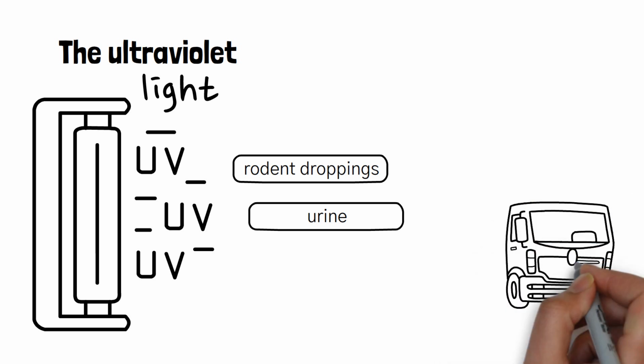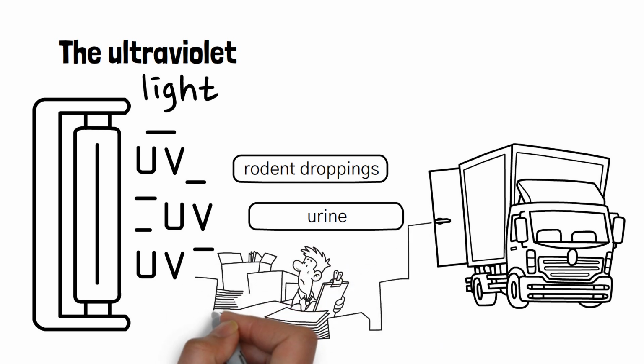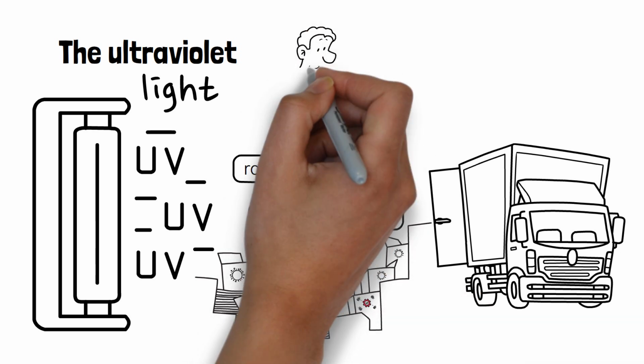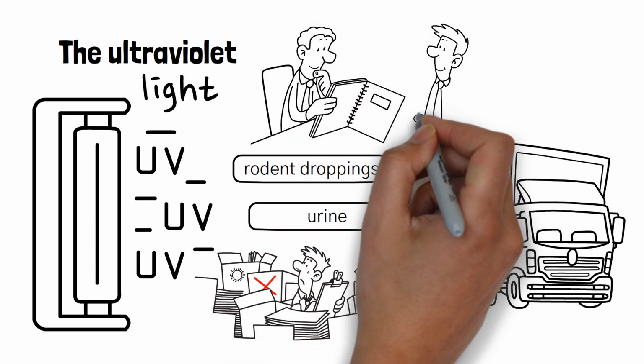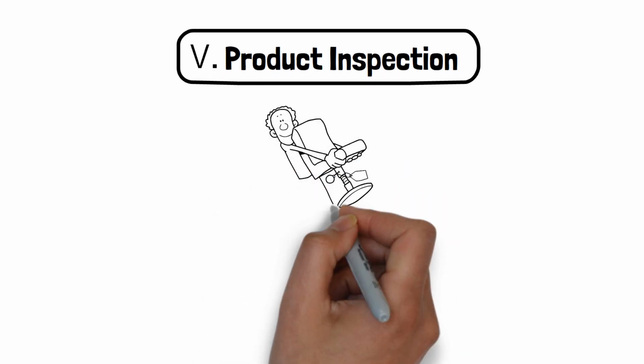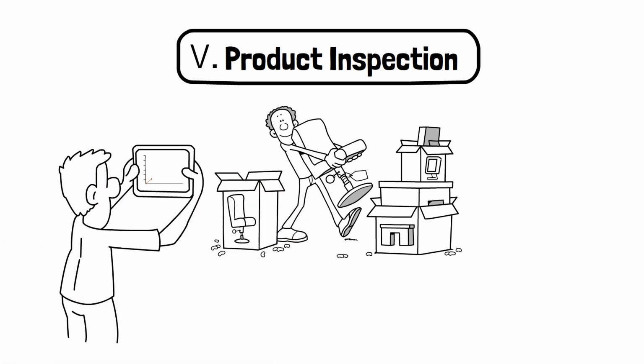If the load fails, the visual inspection and/or contamination is confirmed, the trailer will be reloaded. The details of the inspection are recorded on the corrective action report and are reported to the customer for final disposition. Fifth, product inspection. During the unloading process, we do a visual inspection of each product for quality.